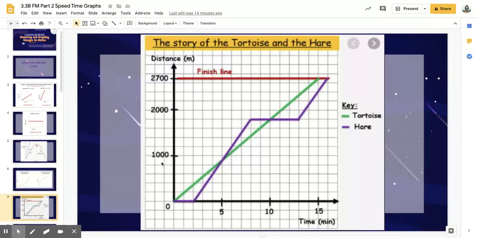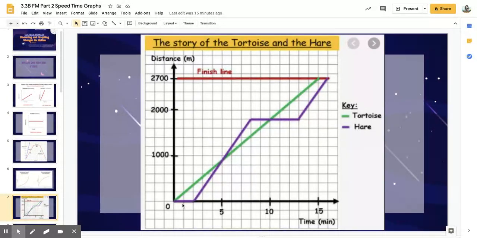How much time was this race between the tortoise and the hare? The time span was 15 minutes, okay? So here, do you see this red line shows that 2,700 meters was the finish line. So they ran a distance of 2,700 meters. The green line is supposed to represent the tortoise. The purple line is supposed to be the hare.